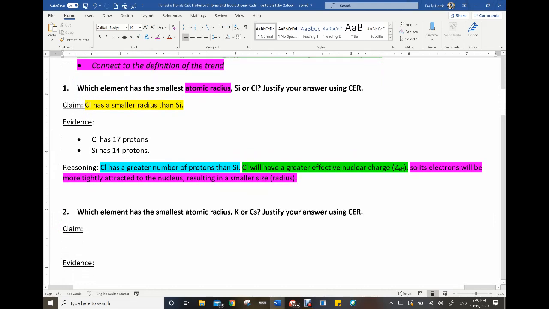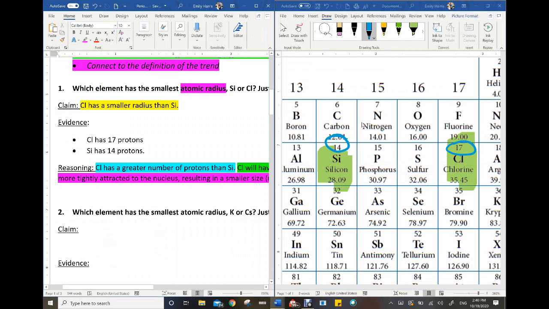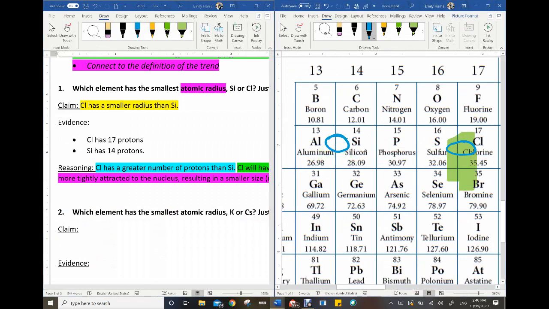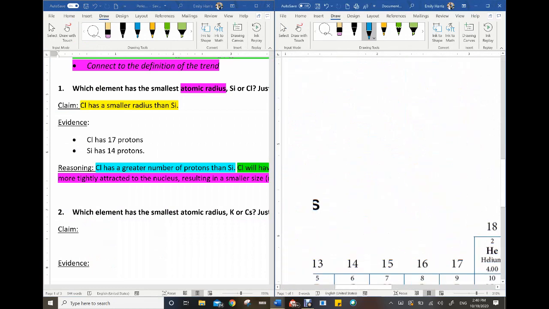All right, so now let's try another one of those, following that same pattern. This time we're posed with two different elements, and again we're asked which one has the smallest atomic radius, potassium or cesium. So let's look on our periodic table, find our elements, and generate an answer to our question, a claim.